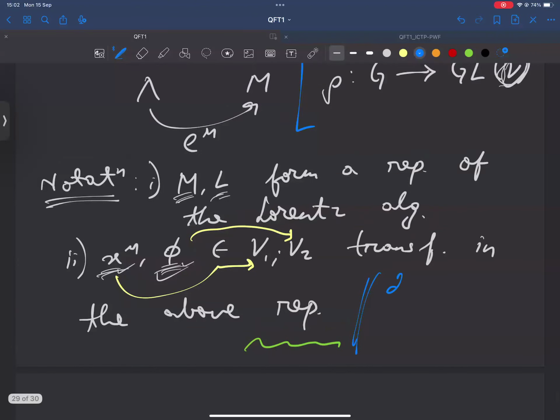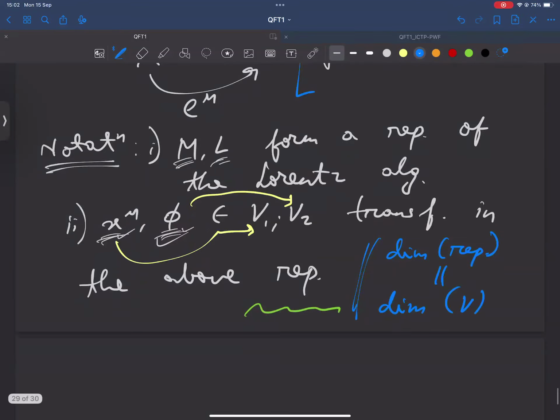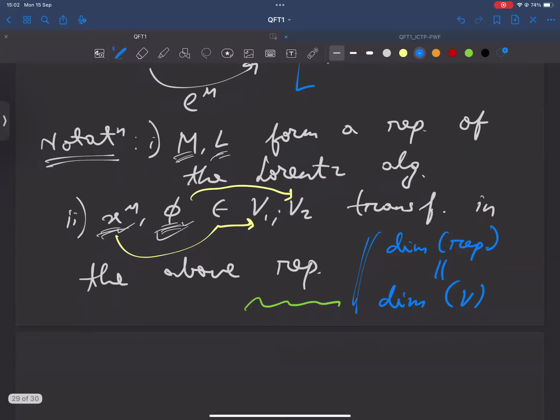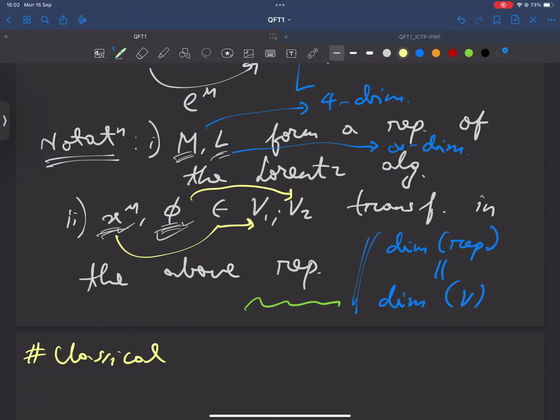Yeah, so there is a notion of a dimension of a representation, and that is nothing but the dimension of the vector space on which the representation acts. So M is a four-dimensional representation, and L is an infinite dimensional representation because one acts on vectors, one acts on functions. Good. Now let's move on to classical field theory, and that is the major content of today's lecture. So classical field theory.